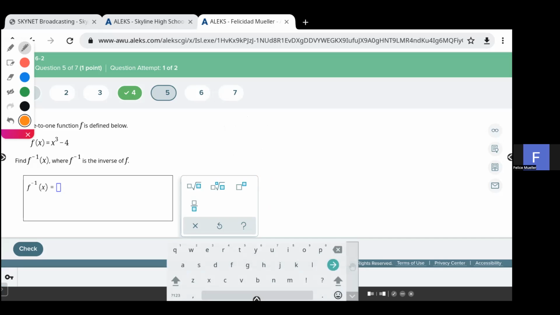So we're going to go with this one here. We're going to put a 3, so I know I'm talking about the cube root, and I have x plus 4.